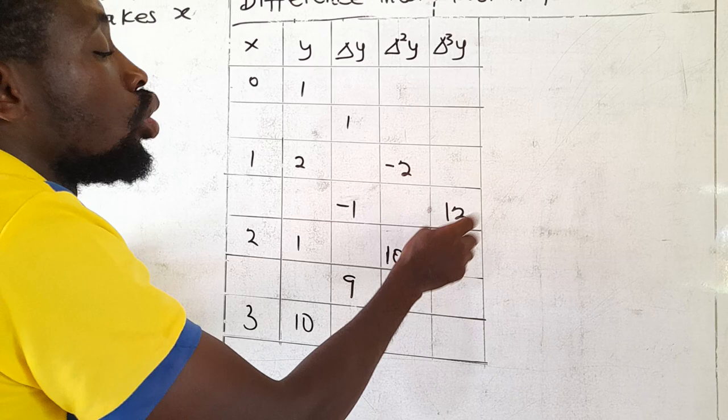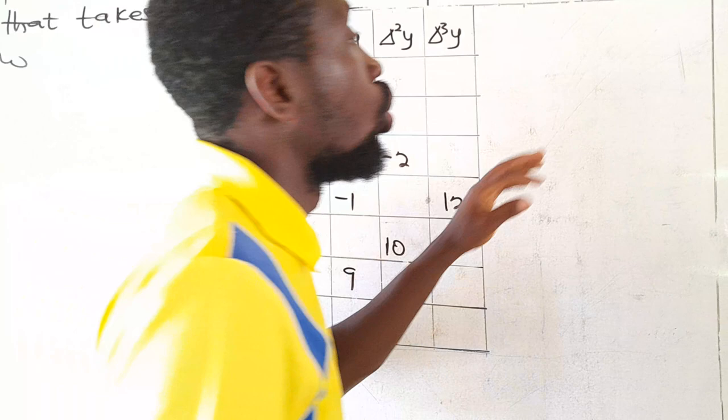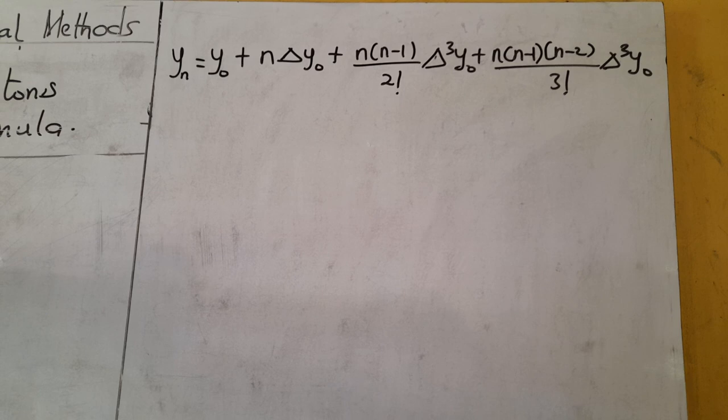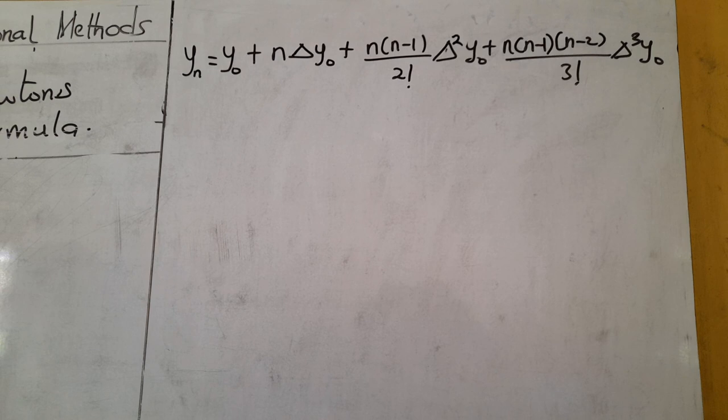So they say Gregory Newton's forward difference interpolation formula. So we quote our forward difference formula. That's y n is equal to y naught plus n delta y naught plus n times n minus 1 all over 2 factorial delta square y naught, then plus n times n minus 1 times n minus 2 all over 3 factorial delta cube.